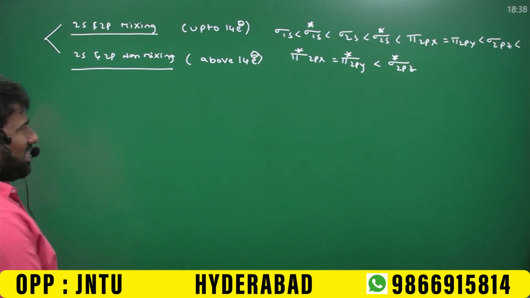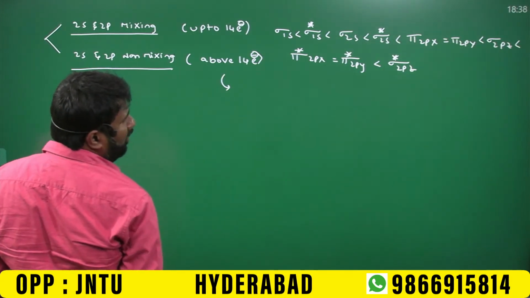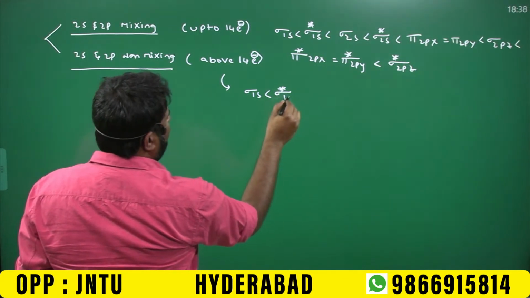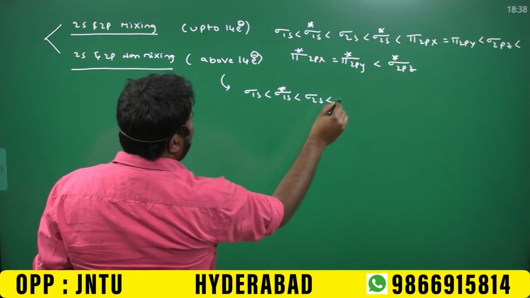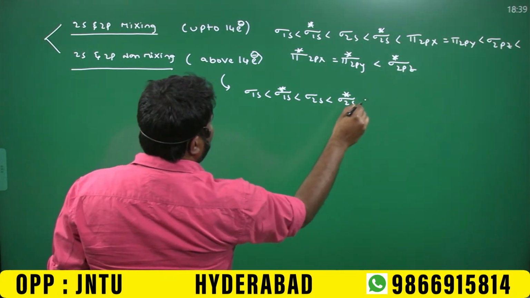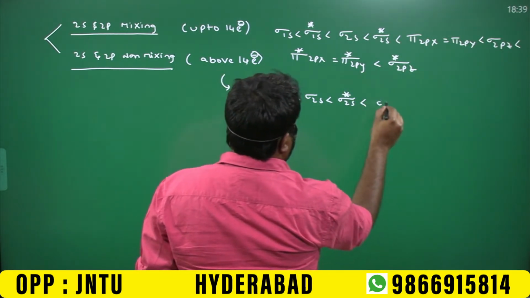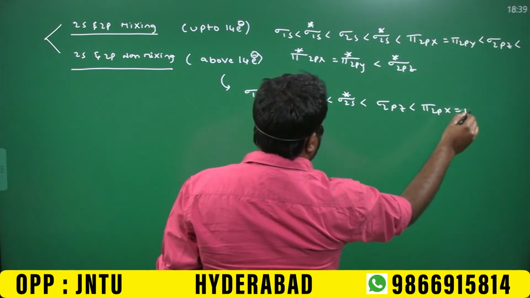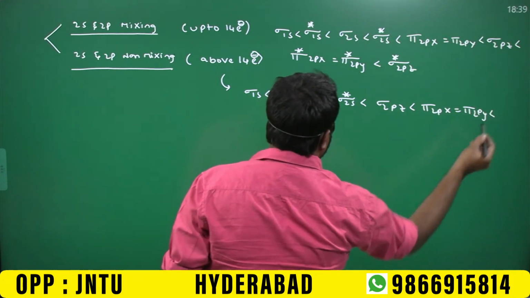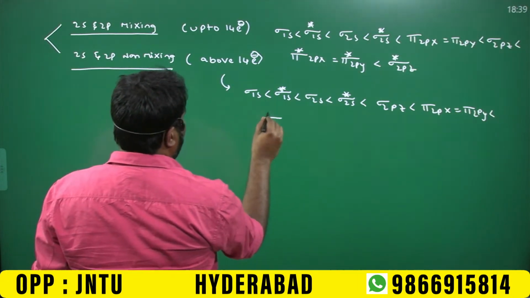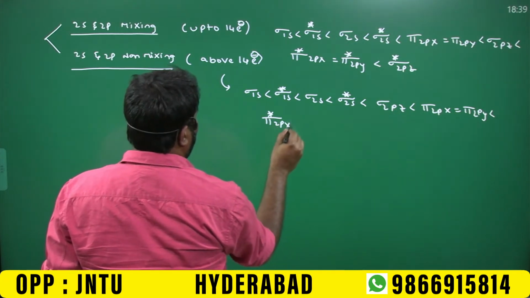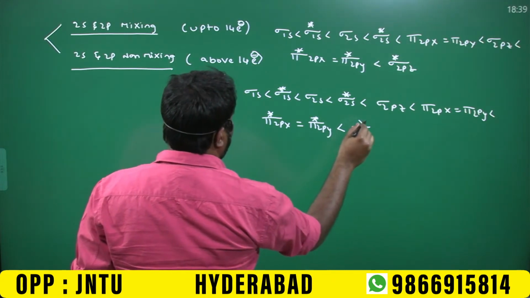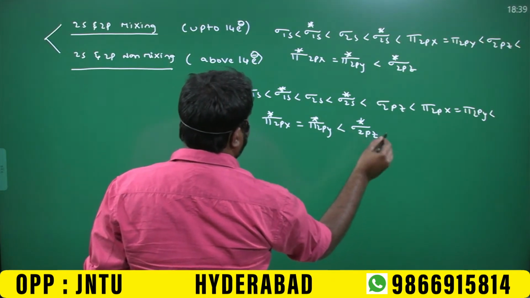Okay, while coming for the second system, how we are going to write? That is sigma 1s less than sigma star 1s less than sigma 2s less than sigma star 2s less than sigma 2pz less than pi 2px equal to pi 2py less than pi star 2px equal to pi star 2py less than sigma star 2pz.